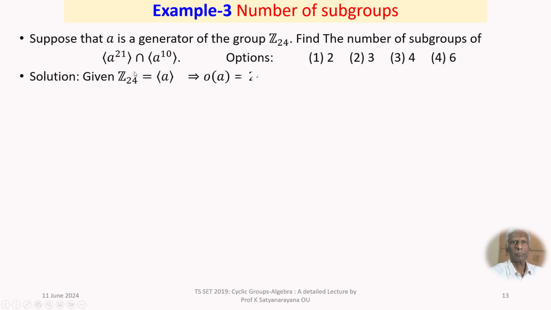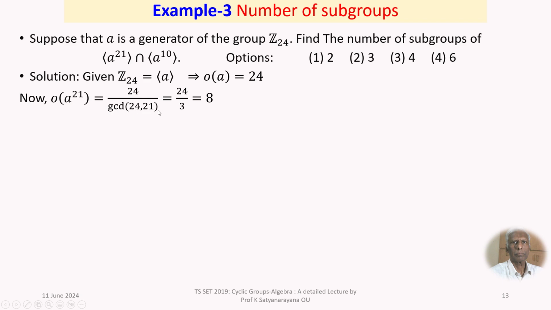Now, solution. Given Z24 is a cyclic group and it is generated by a. Therefore, because a is a generator, the order of a is 24. Now, what will be the order of a power 21? You know, the order of a power k will be n by the GCD of n comma k. So n means 24, so 24 by GCD of 24 comma k.